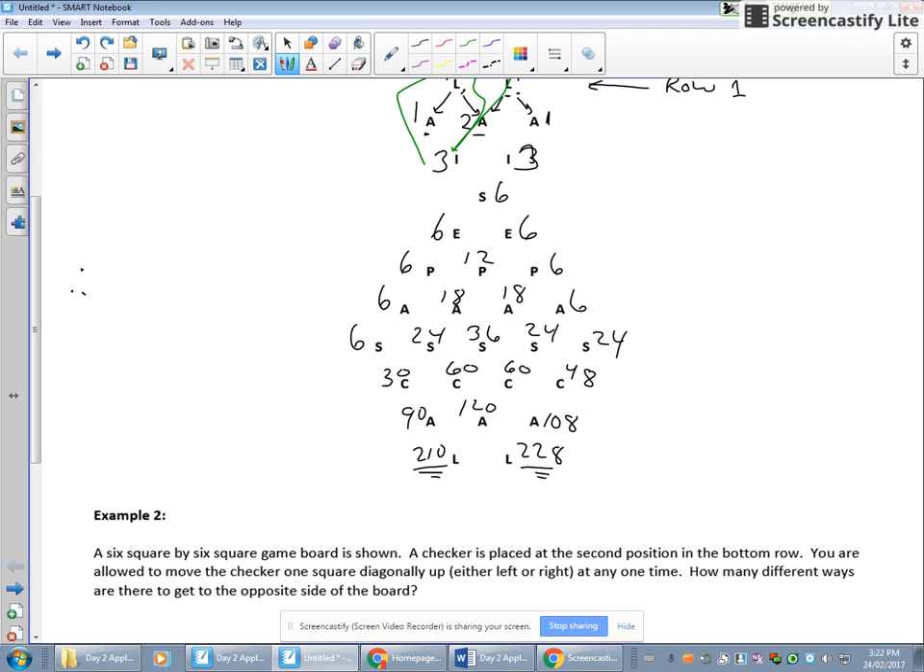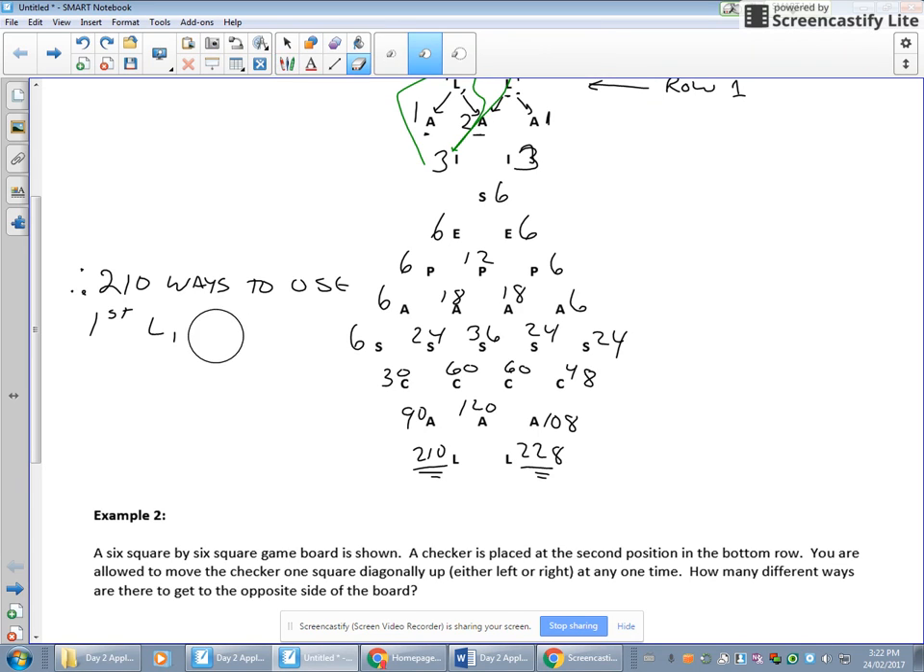So therefore, 210 ways to use the first L, 228 ways to arrive at my last L.